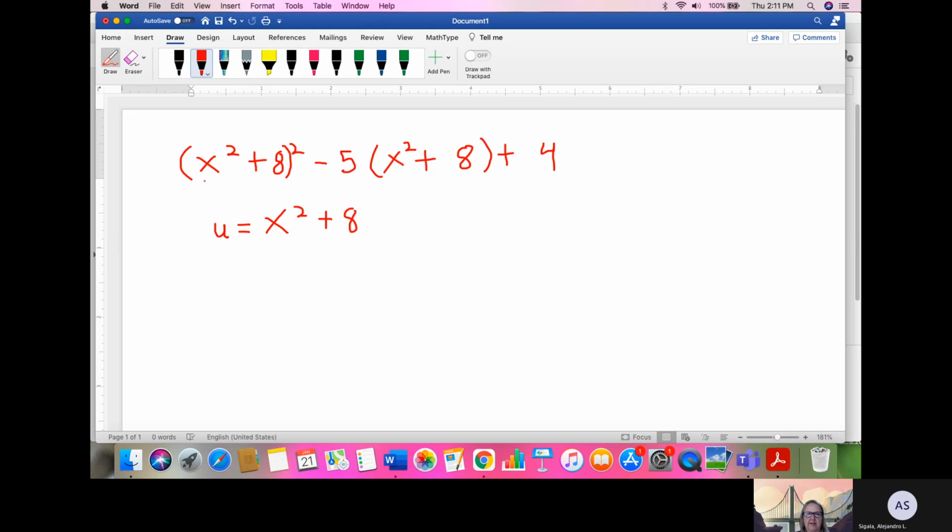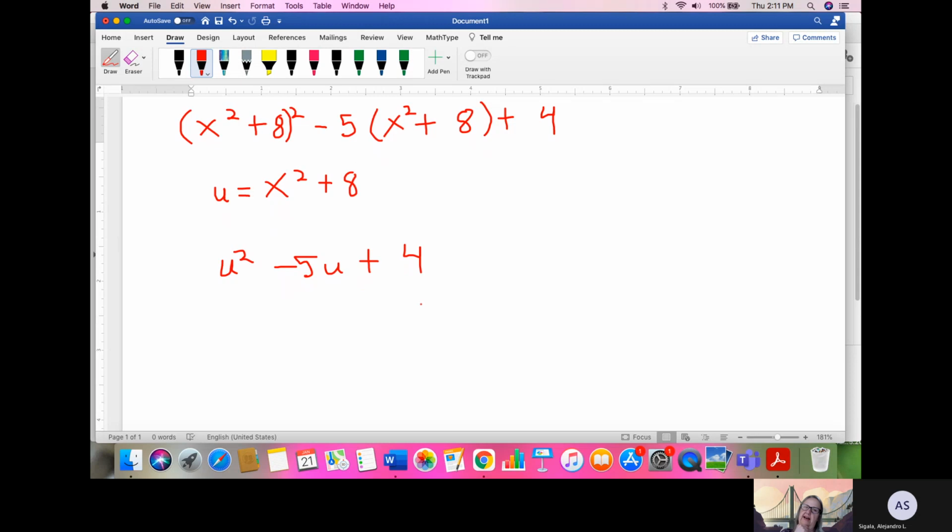So that's going to allow us to take out what's inside here and here and replace it by just u. So we get u squared, because there's a squared on the outside here, minus 5 times u, plus 4. Like that.